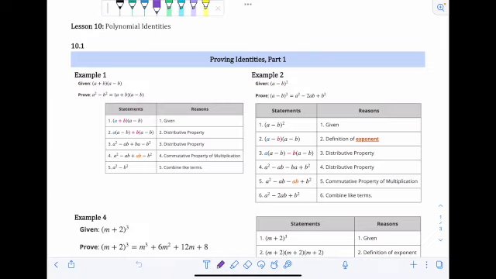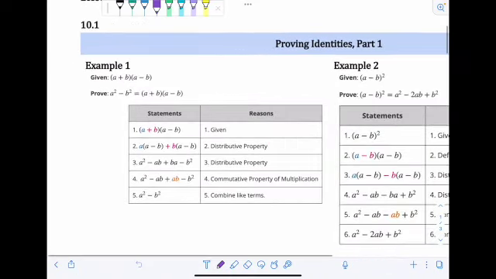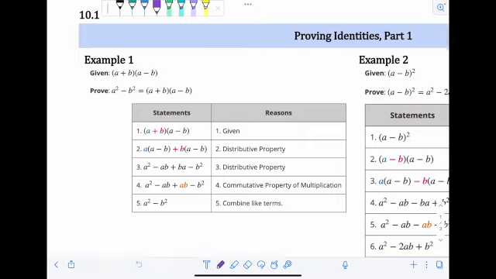So example 1 from 10.1 is proving the difference of squares pattern that we talked about in factoring before. Given a plus b times a minus b, we just want to prove why it ends up at a squared minus b squared, which is like when we factor, we start down here and we end up here.